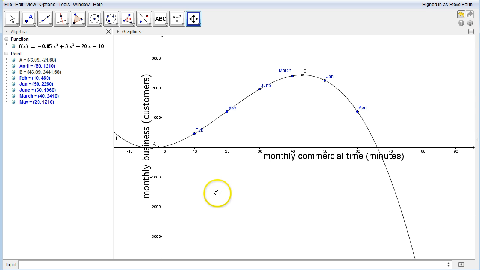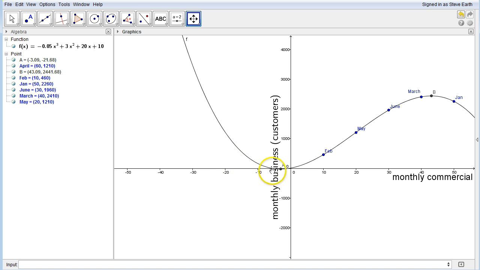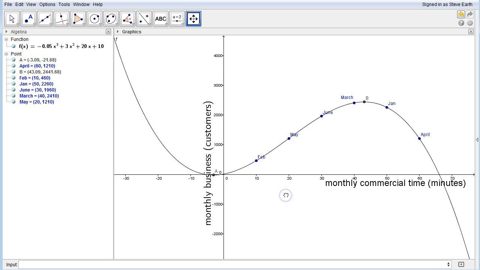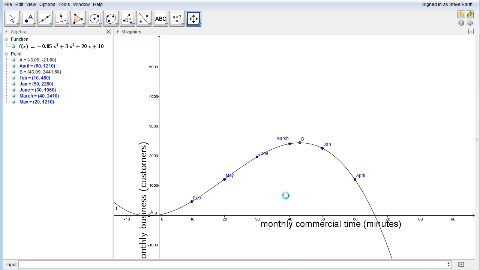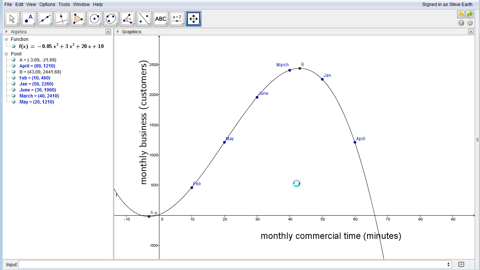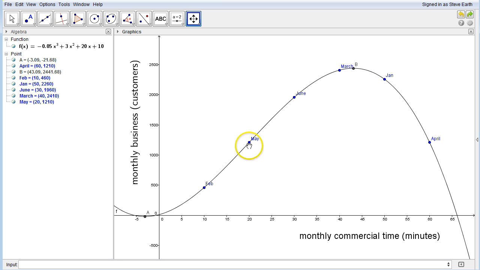I should also point out, you can also have negative x's according to this function, right? And again, this side of the graph doesn't really mathematically make any sense, because how would you air negative 20 minutes of commercial time? And you'd also still have customers for that, but I don't know what it means to have a negative amount of commercial time. So put the graph back the way it was. So I'm just hitting Control-Z to move things back.